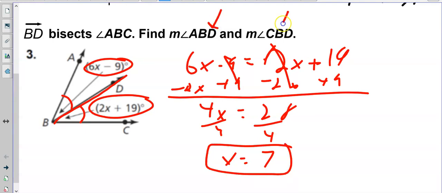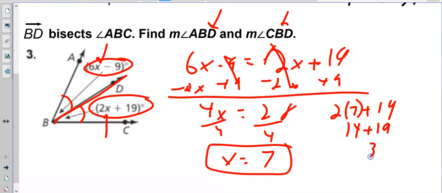It wants you to find the measure of these angles. So I have to plug the 7 in here, technically and here, but really or, because they're equal. So if I just do one of them, 2 times 7 plus 19, that's 14 plus 19. So that is going to be 33 degrees, right? So ABD and CBD are both 33 degrees.